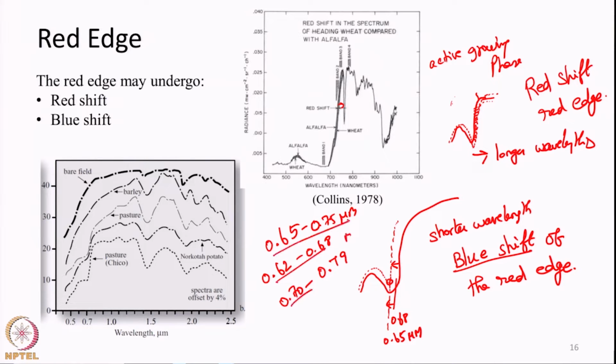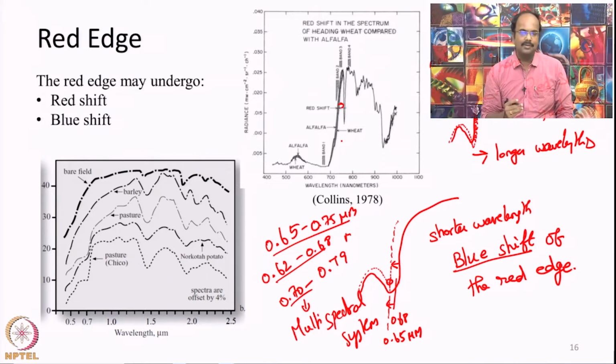This sort of wider bandwidth sensors, which are typically present in our multispectral systems, may not be able to capture this red edge or the position of the red edge. For observing the red edge, we need what are known as imaging spectrometers or hyperspectral sensors. So, what exactly are hyperspectral sensors? Hyperspectral sensors are sensors which observe in many short continuous bandwidths.